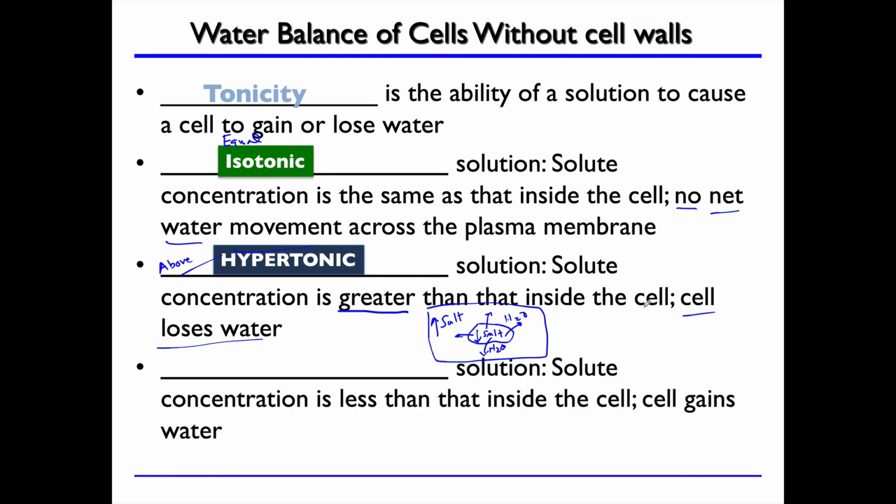The other scenario is what's called hypotonic, and hypo means lower or below in biological prefixes. So the solute concentration is less than what you find inside the cell. In that scenario, the cell would gain water. So let's say here's the area outside the cell. Here's the area inside the cell. Let's say we have high salt inside and low salt in the fluid outside.